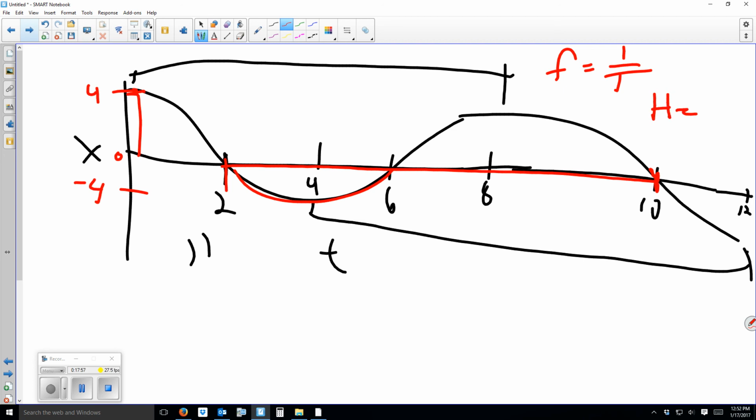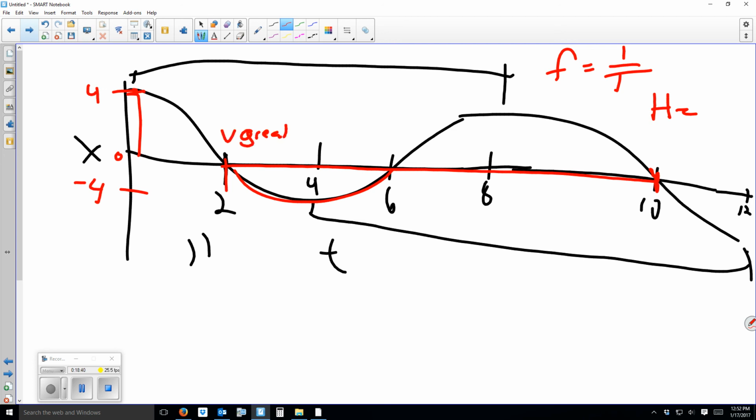Stuff that can be asked from here. Where do we have our greatest velocity? At what times do we have our greatest velocity? What? 2, 6. Whenever it hits the equilibrium, we have our greatest velocity. So velocity is greatest at time 2 and time 6.